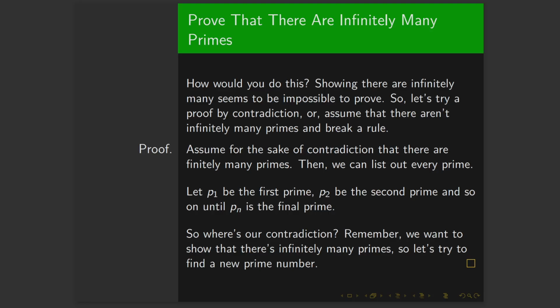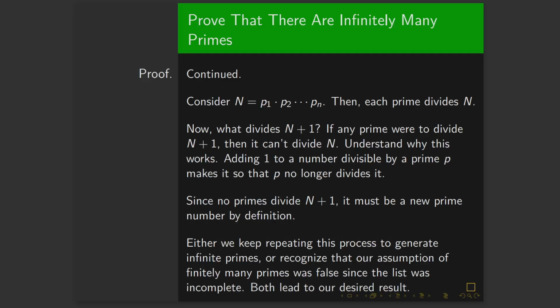So now the question is, okay, we have our list of primes. Where's our contradiction? Remember, we want to show that there are infinitely many primes. So maybe let's try to find a new prime number. Maybe that sounds like a good way to go. So let's write out this number n and have it be all the primes we've listed out so far multiplied. So P1 times P2 multiplied all the way to Pn. Then every single prime divides n here.